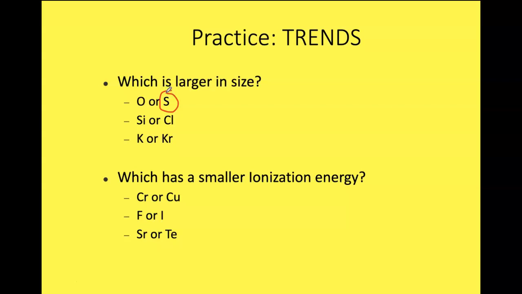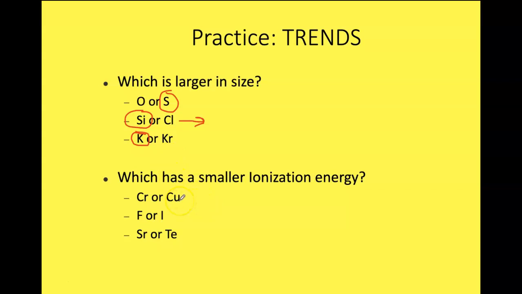Let's look at the next one, Si and Cl. What do you think? Which one is larger? If you said Si, you're correct. And part of the reason is because Cl is further over to the right, so it is smaller. What about K and Kr? K, of course, is all the way to the left. Kr, krypton, all the way to the right. They're on opposite ends of the fourth period, so going across, K is going to be larger.